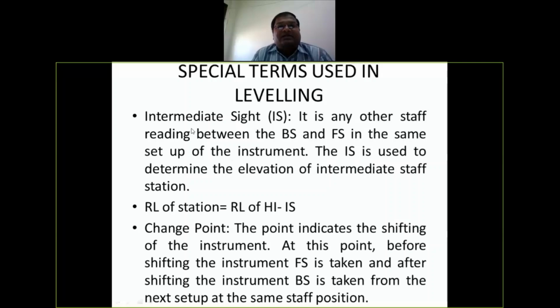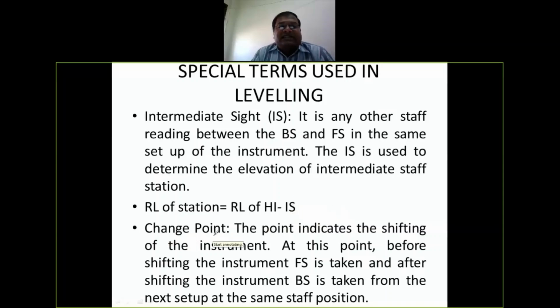Same way, the next definition is intermediate sight, IS. It is any other staff reading between the backsight and foresight in the same set of the instrument. The IS is used to determine the elevation of the intermediate staff station. So as I already told you, what is the meaning of intermediate sight, and if you want to find the RL of that particular station, RL of station is equal to RL of HI minus IS value. Instead of foresight, you have to deduct the IS value.